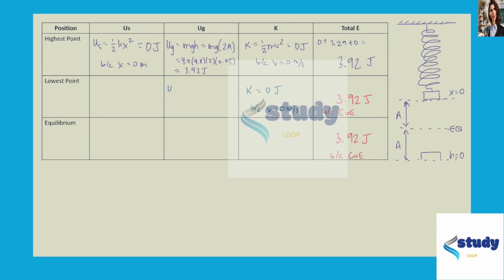And now we're going to know that our gravitational potential energy is 0 joules, again, because our cat that's bungeeing on this thing is at the lowest position. The height is 0 meters. So that means now that all of our energy must be elastic potential energy.